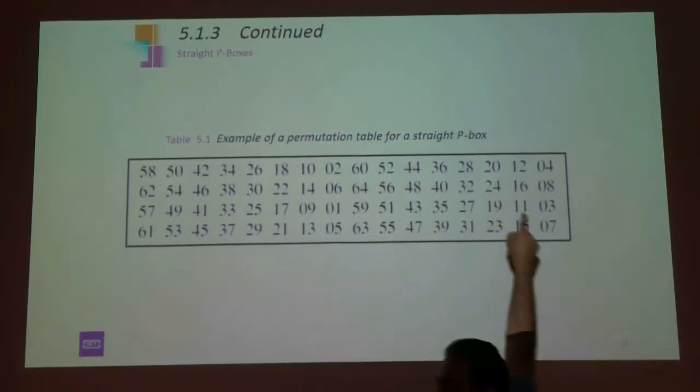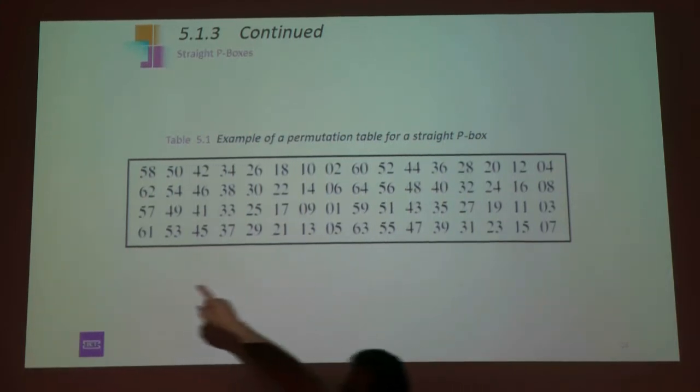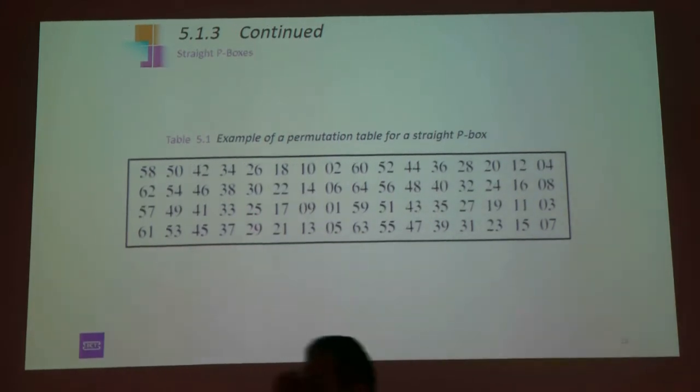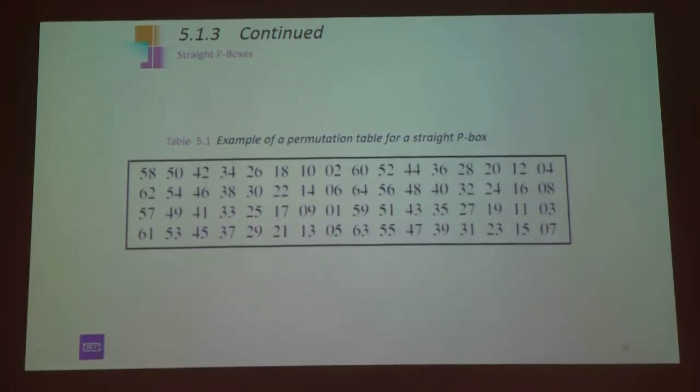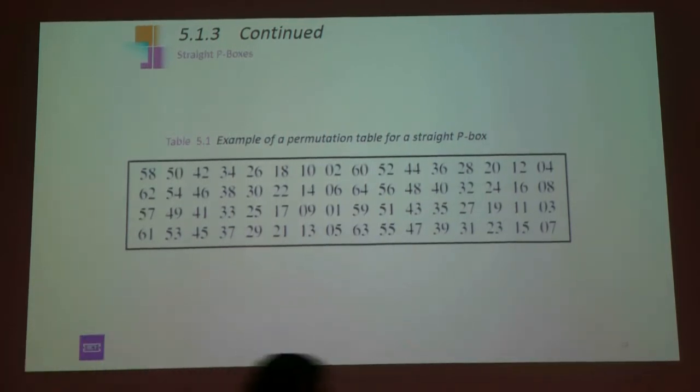17 to 32. 33 to whatever to 64. Right? So that's the box. So you could always represent the box as a table, as we'll see in a second. Okay?